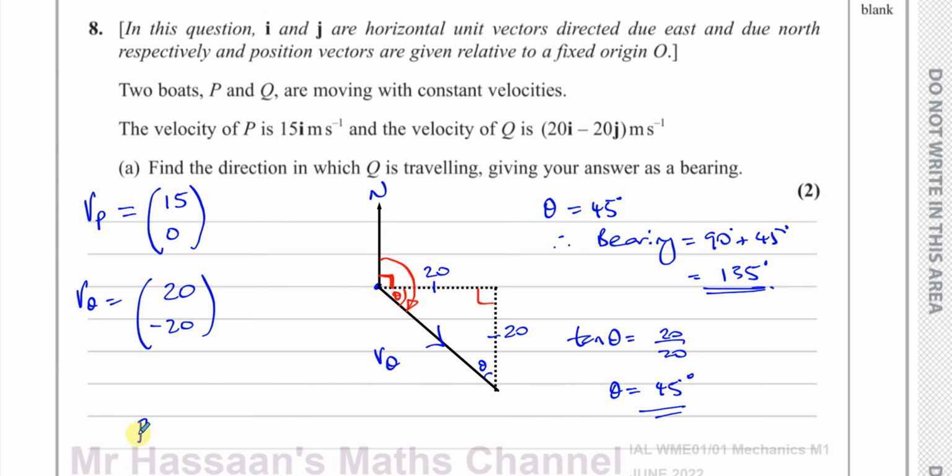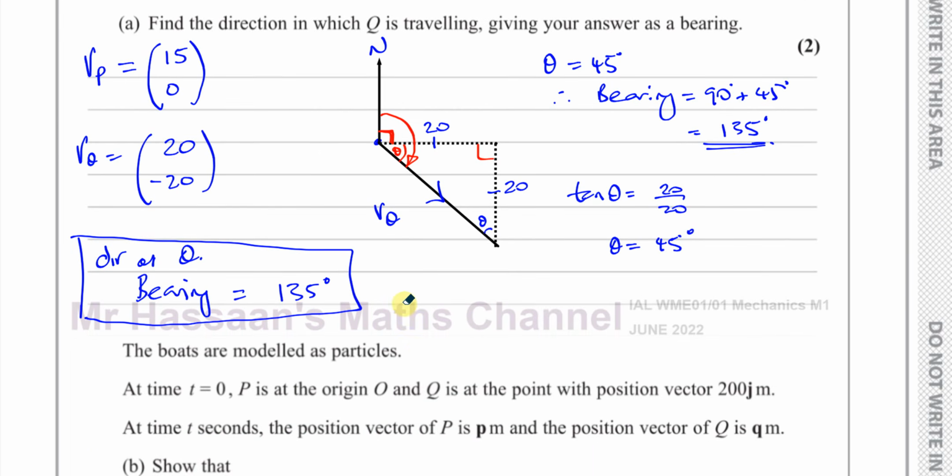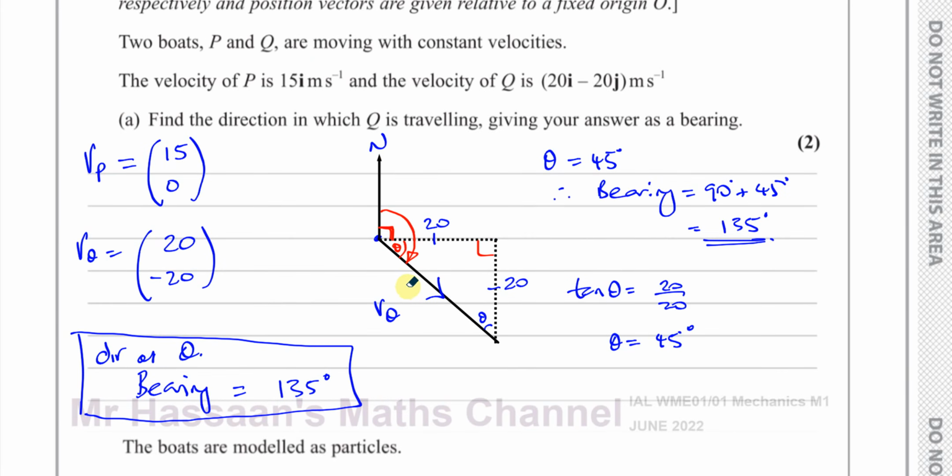So I'll just make it clear which is my answer. The bearing is 135 degrees. That's the direction of Q. Direction of Q as a bearing is 135 degrees. There is our final answer. This was just our steps here, it's not our final answer. That was our step to show what theta was. So there's the bearing, 135 degrees. And that concludes question A.